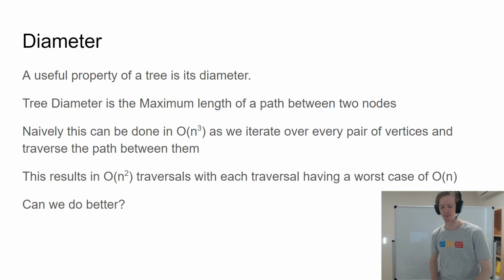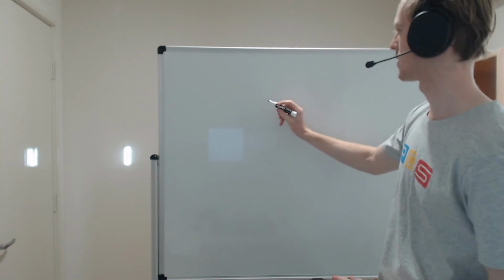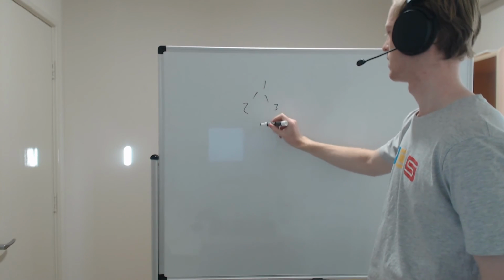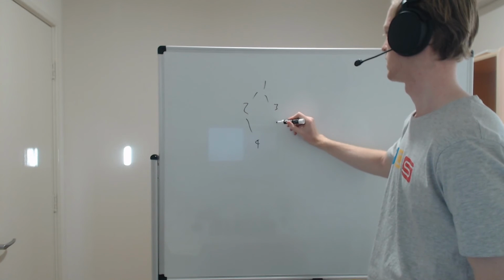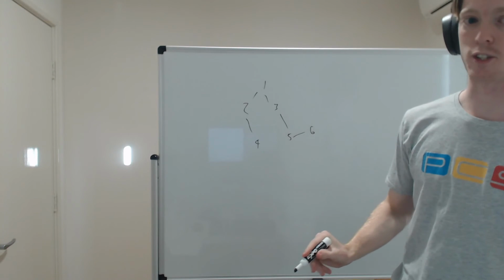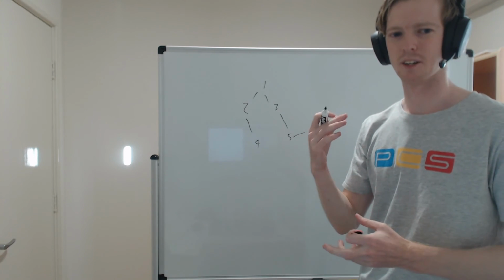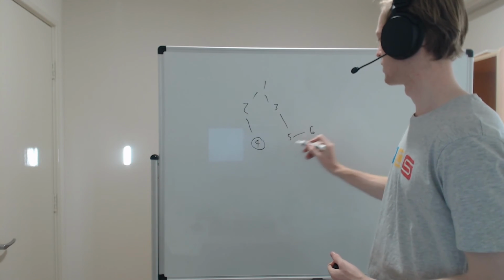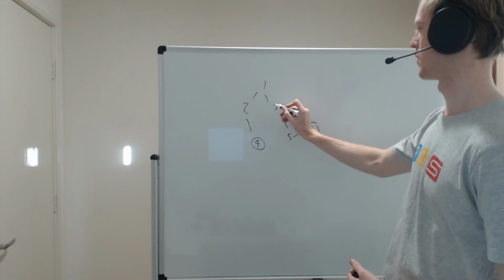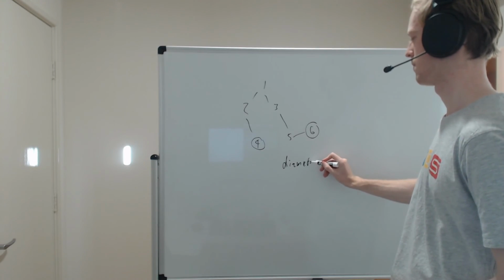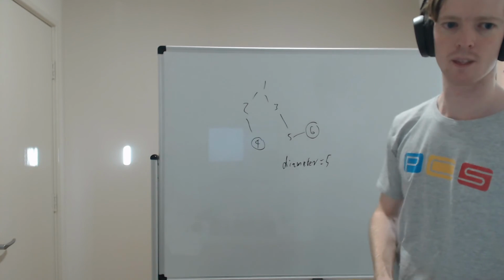What that basically means is, if we have some tree, let's say, I'll just draw a very simplistic tree. The diameter of this tree would be the longest traversal between two nodes, which in this case would be the traversal between 4 and 6, which is 1, 2, 3, 4, 5. So the diameter of this tree is 5. Cool.